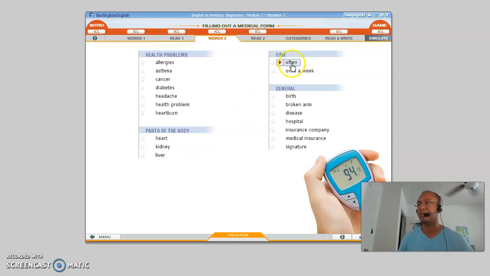Often. Once a week. Birth. Broken arm. Disease. Hospital.